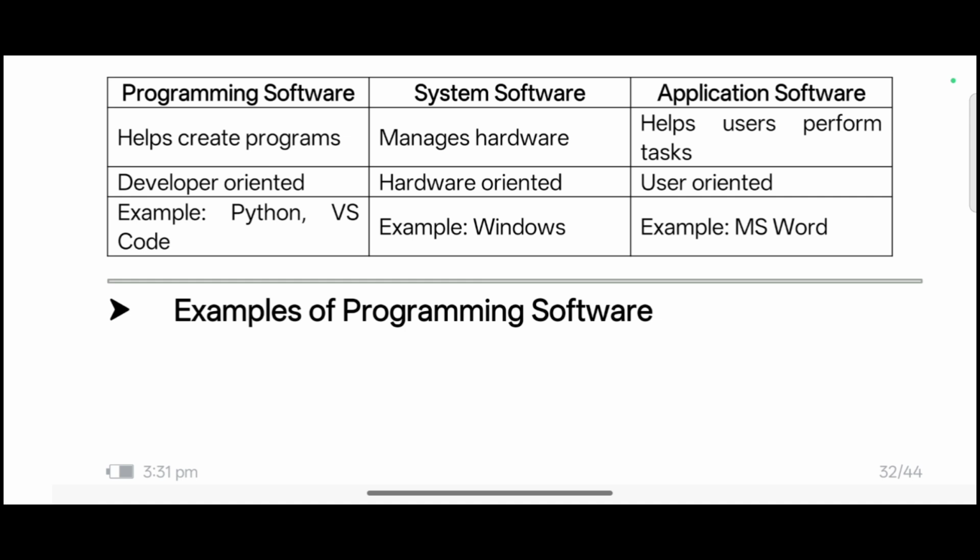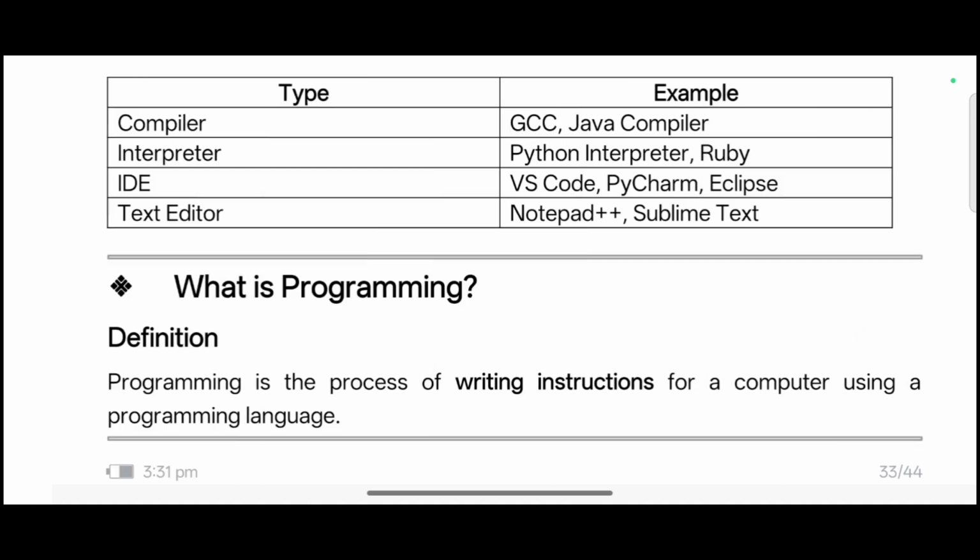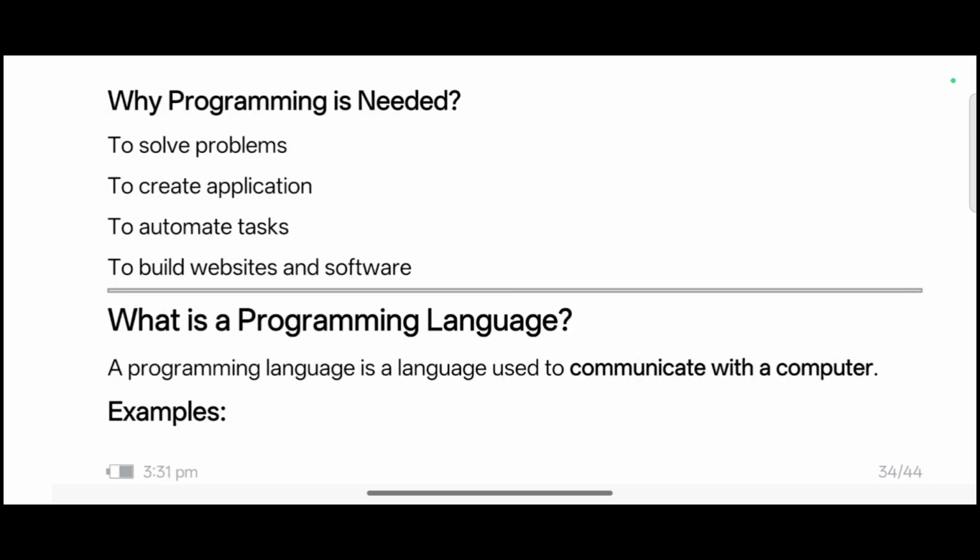Examples of programming software are the compiler, for example GCC and the Java compiler; the interpreter, Python interpreter, Ruby; the IDE, VS Code, PyCharm, Eclipse; and the text editor, Notepad++, Sublime Text. What is programming? Programming is the process of writing instructions for a computer using a programming language. Why is programming needed? To solve problems, to create applications, to automate tasks, to build websites and software.